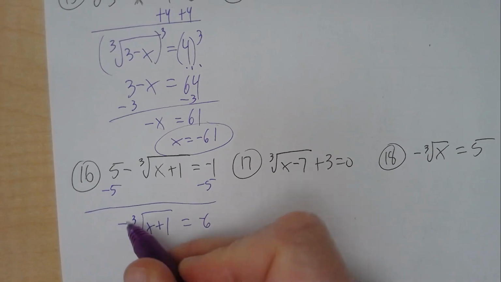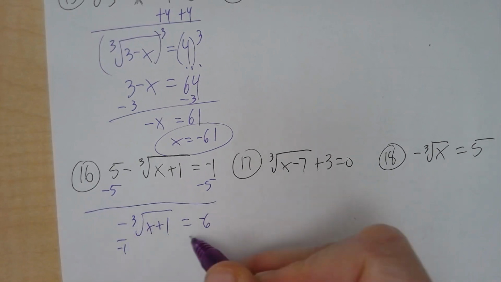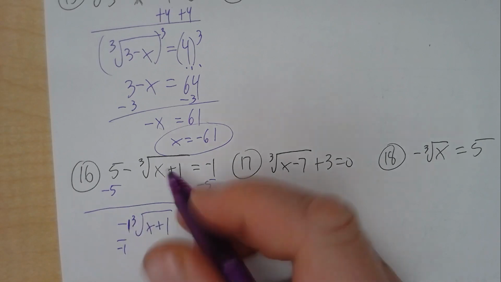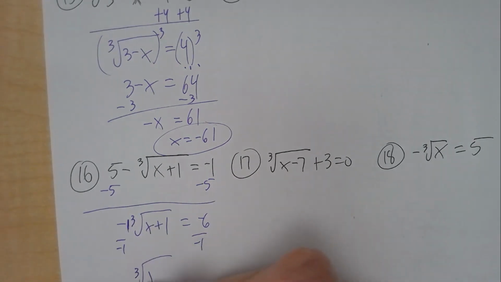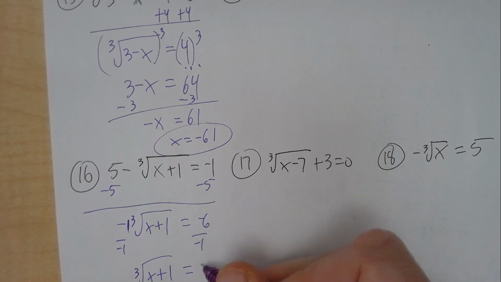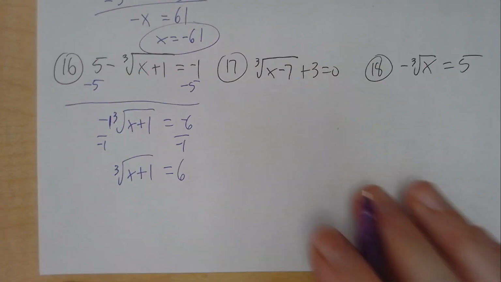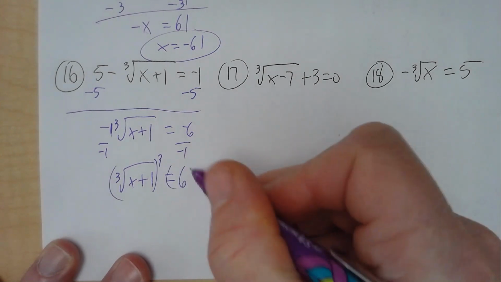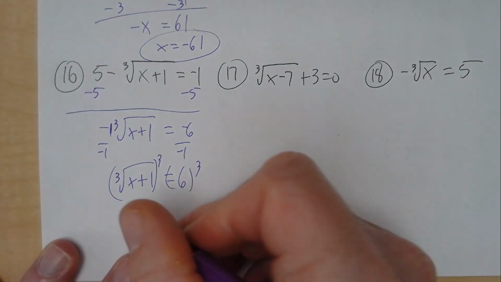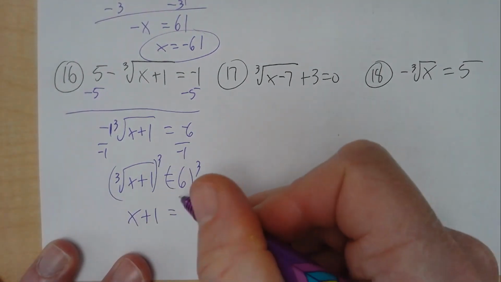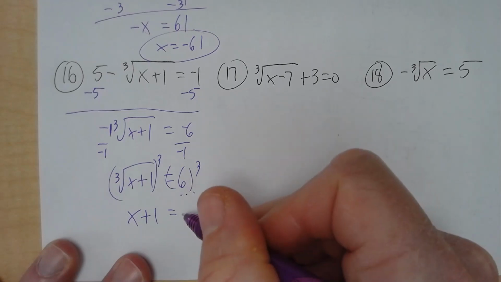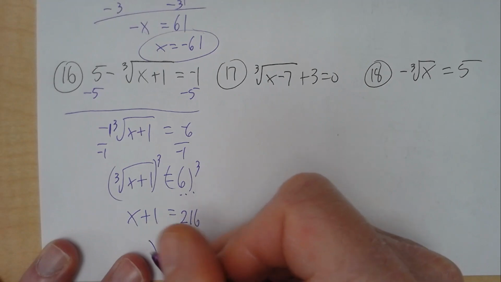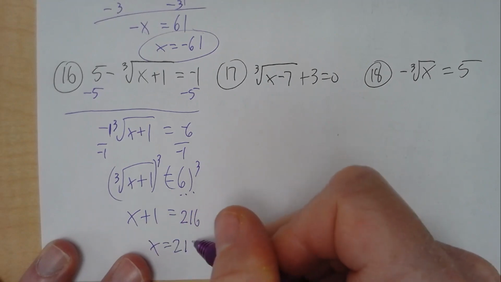This negative 1 is dangling out here, so I'm going to divide by negative 1. So a negative, you can pretend there's a 1 there. Negative divided by negative is positive, so I get cube root of x plus 1 is equal to 6. Now we have the radical isolated, so I'm going to cube both sides, because that's the opposite of cube rooting, and I get x plus 1 is equal to 6 times 6 times 6, which is 216. Then I subtract 1 over, x is equal to 215.